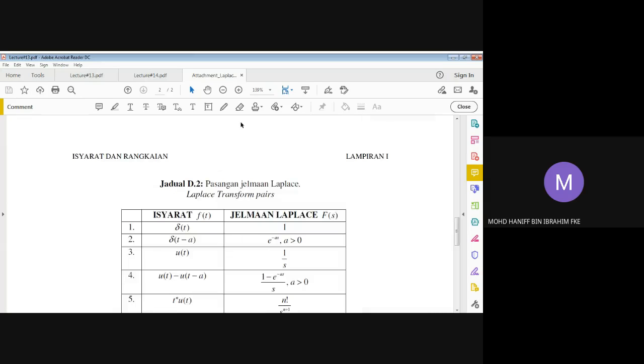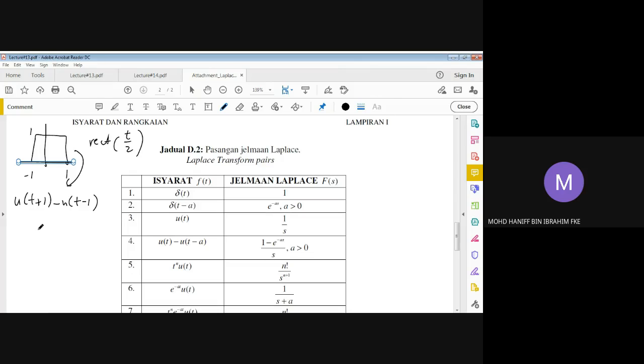For instance, if we have a rectangular function, let's say from -1 to +1, this is a rectangular of t divided by 2. This rectangular function can also be written as u(t+1) minus u(t-1). So we can write these rectangular functions in terms of step functions, and proceed with this table to find the Laplace transform for this particular rectangular function.